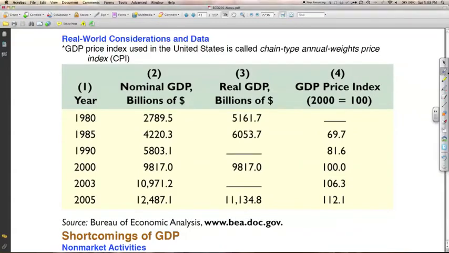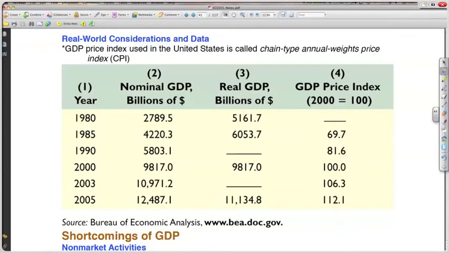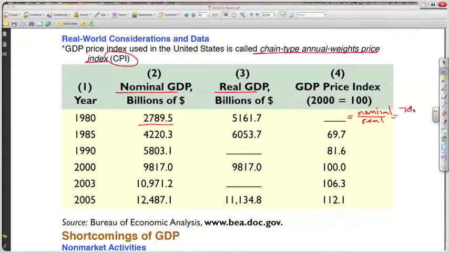Some real world considerations and examples. So we consider this chain type or annual weights price index. We look at this price index as CPI. So here, if we want to find this price index, we have our real GDP, our nominal GDP. Remember, all that we do, we take our nominal divided by the real to get our price index. So it would just be 2789.5 divided by 5161.7. And that gives us another number.